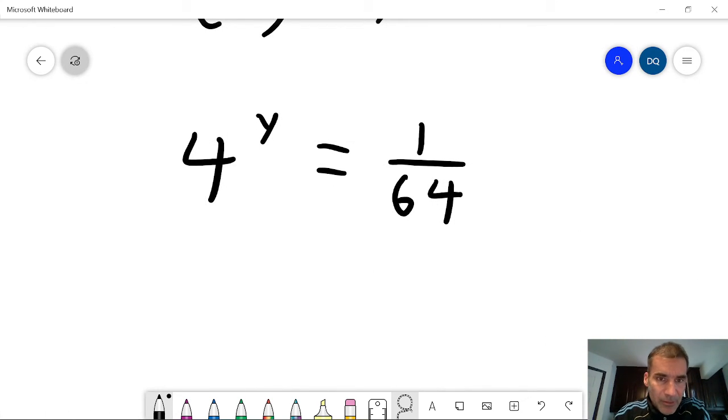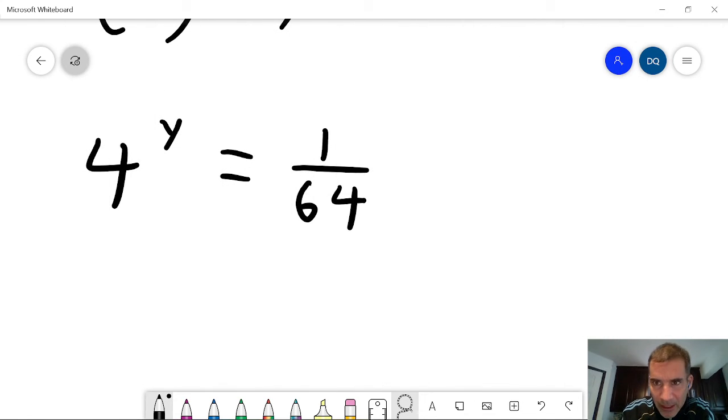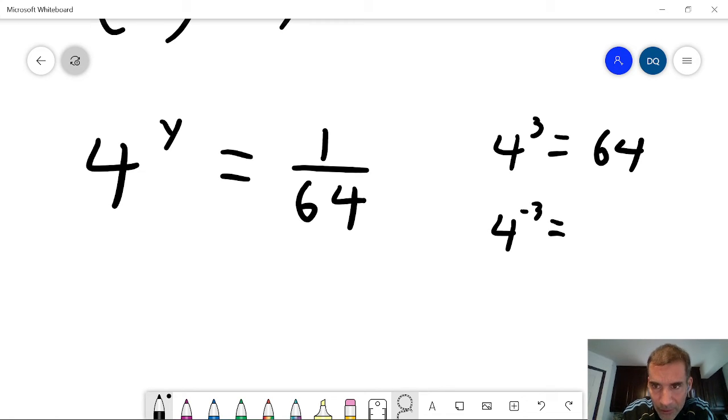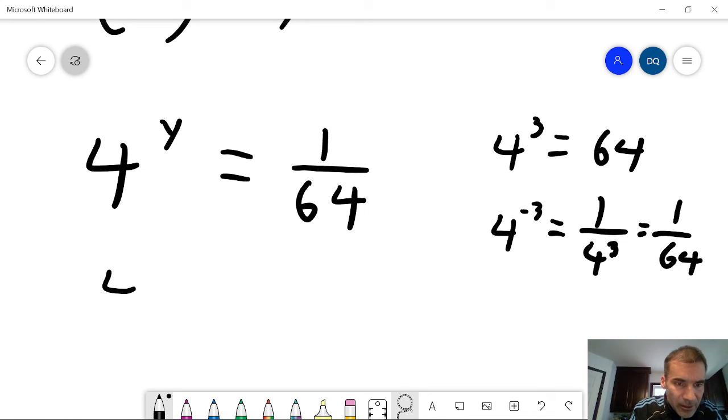Now we just manipulate this. y clearly has to be negative, because a negative exponent gives you a fraction. And its magnitude is 3 because 4 to the 3 is 64. So off on the side, I can take the fact that I know 4 to the 3 is 64, then the exponent rule that a negative exponent gives you a fraction. So 4 to the negative 3 is 1 over 4 to the 3, which is 1 over 64. So this exponent here, from that reasoning, must be negative 3.